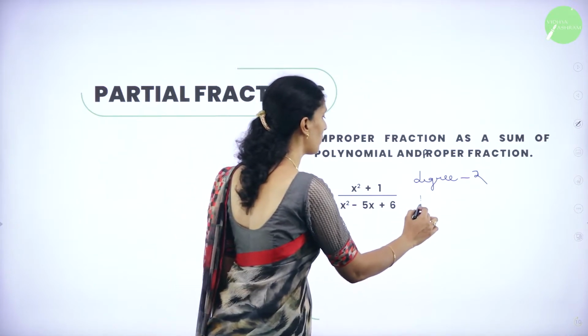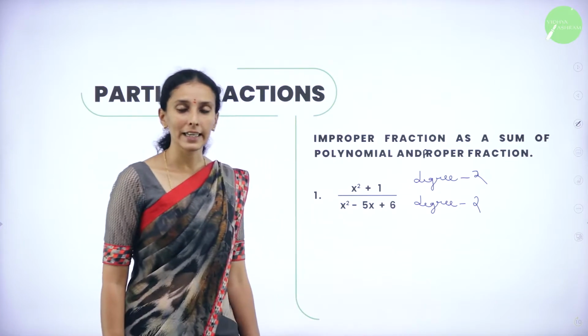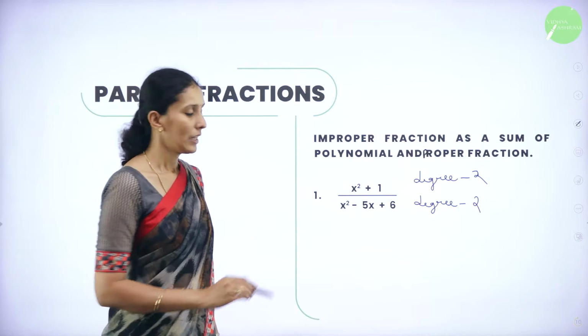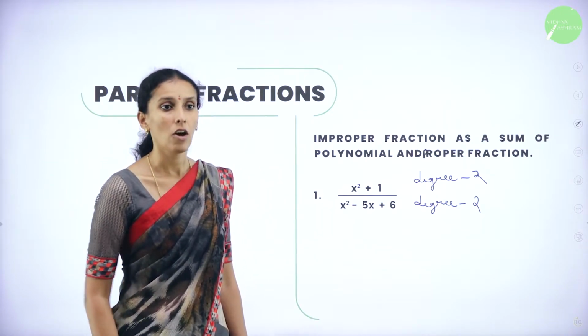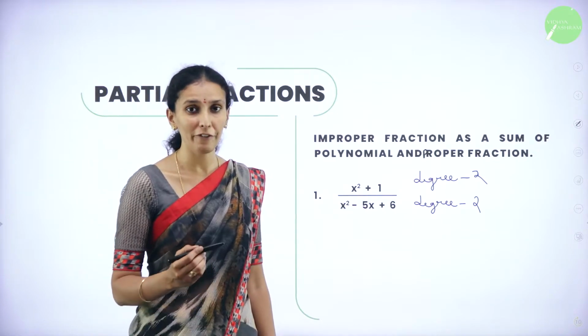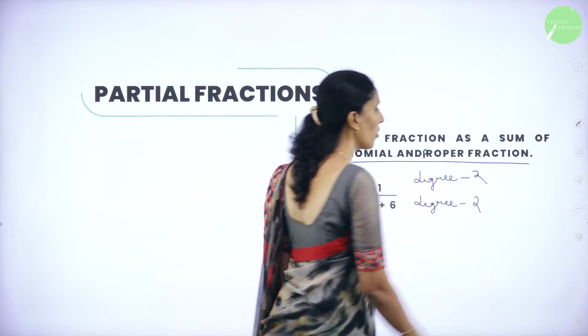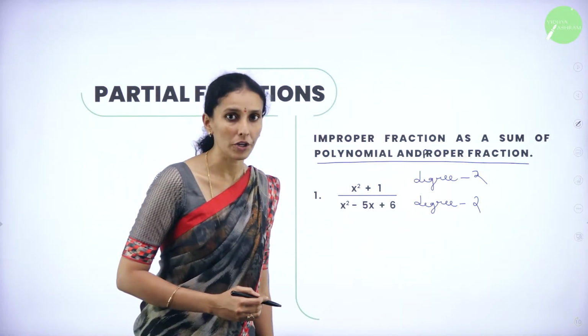What is the degree of the polynomial here? It is 2. So whenever the degree of both numerator and denominator polynomial is the same, this is an example of an improper rational fraction. So how do we convert this into a sum of a polynomial and a proper fraction? By the method of division of polynomials.